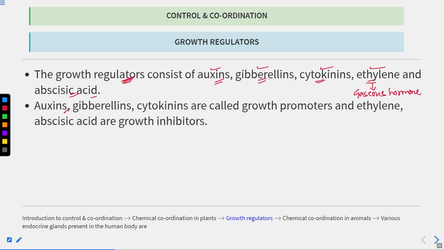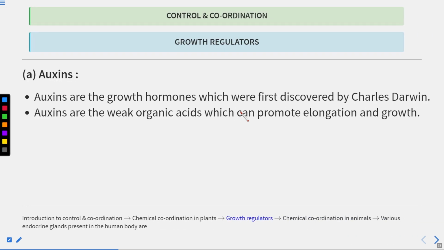Now, auxins, gibberellins, and cytokinins, these 3 hormones are the growth promoters, meaning they promote growth. Whereas ethylene as well as abscisic acid are known as growth inhibitors. Clear? Now we'll talk about all these hormones individually. First, I will give you a brief idea about the growth promoters. In this lecture, we'll be talking about the growth promoters and their discovery, and in the next session, we'll discuss the functions of these hormones and other topics as well.